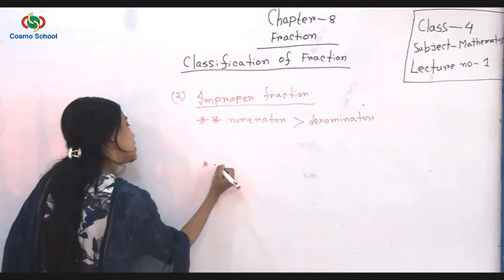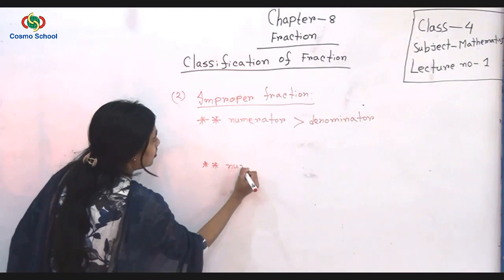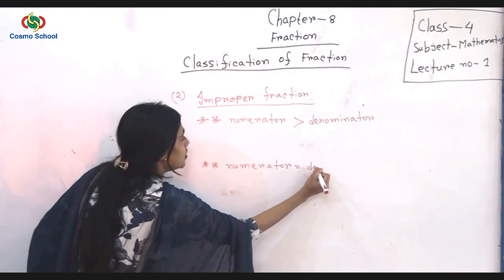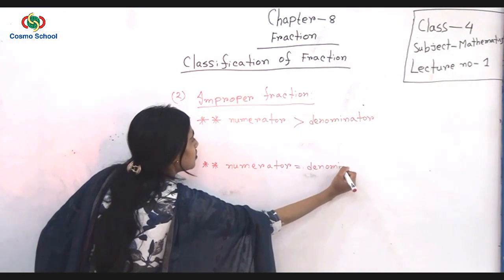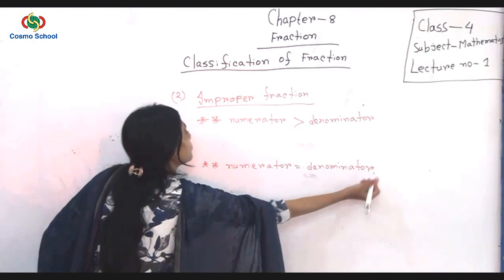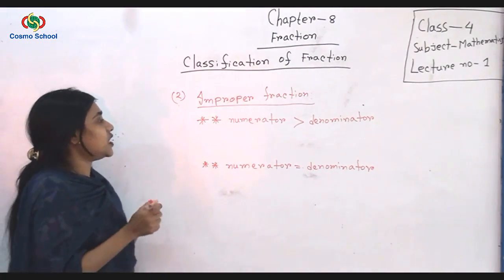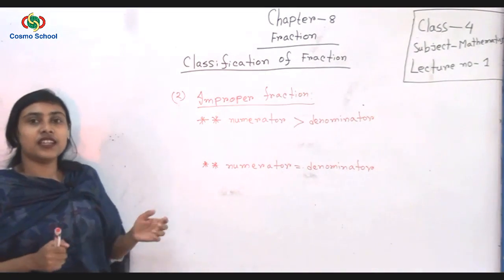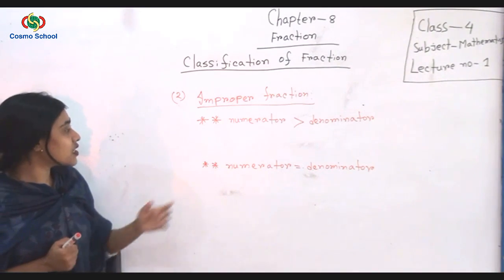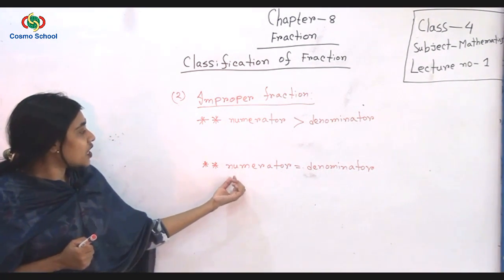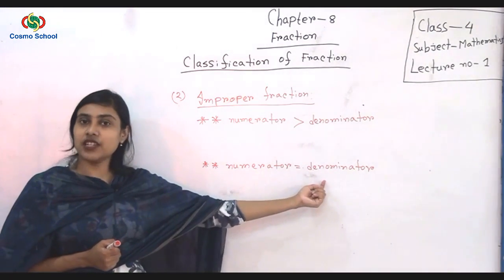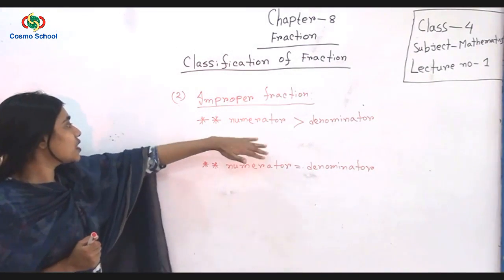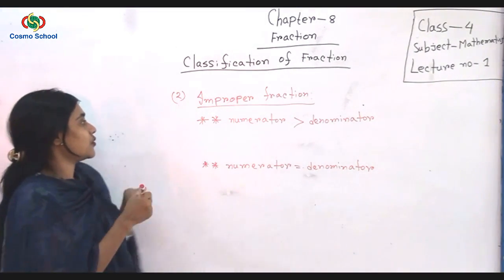Or the second condition is the numerator is equal to the denominator. A fraction in which the numerator is equal to the denominator is also called an improper fraction. At first, I will give an example of the numerator greater than the denominator.